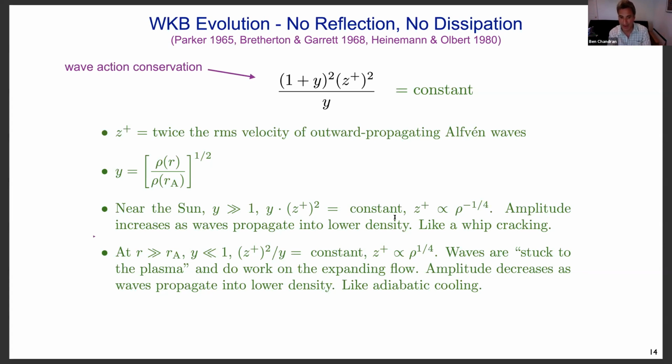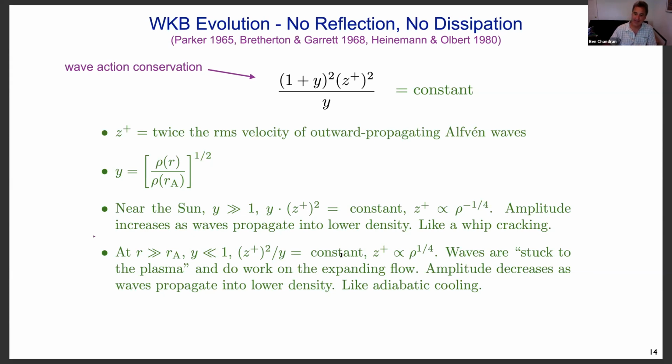So it's this whip cracking effect. Further out from the sun, beyond the Alfvén critical point, you have the opposite limit, that the density is smaller than it is at the Alfvén critical point. Y is small. That equation at the top becomes approximately z plus squared over y is a constant. That means that z plus is proportional to y to the 1/2 power, or rho to the 1/4 power. Out there, the wave amplitude goes down as the waves propagate into lower density regions.